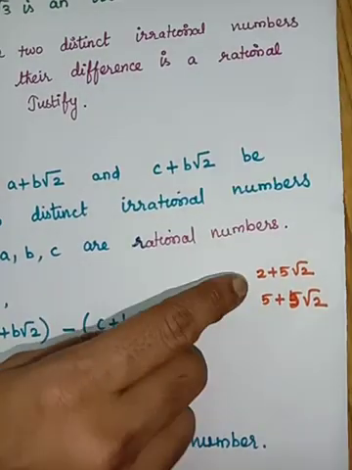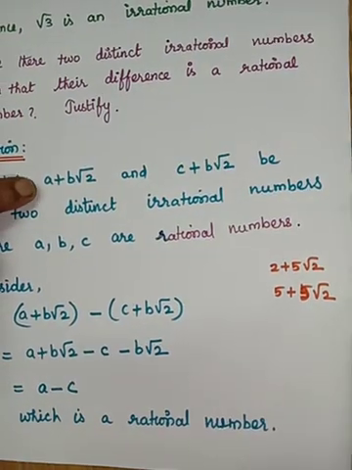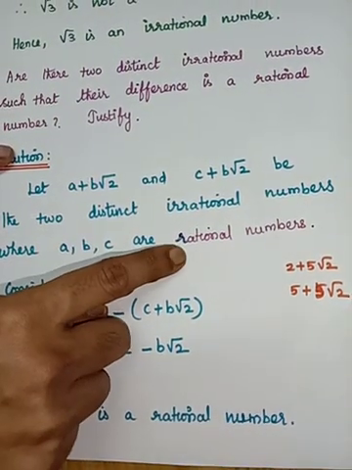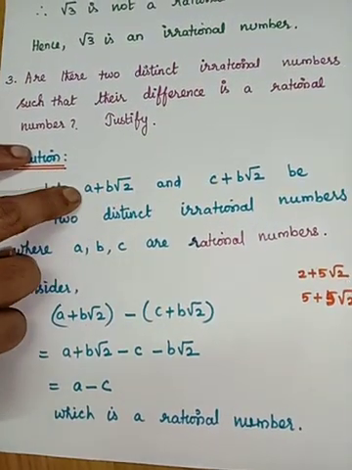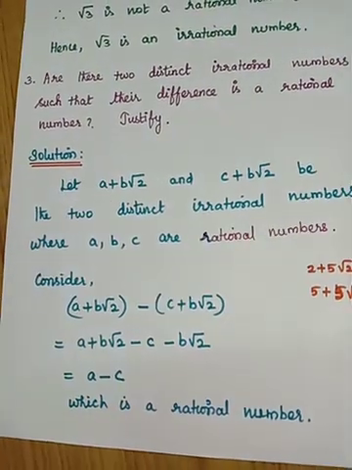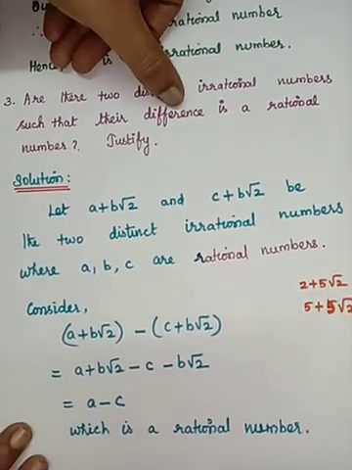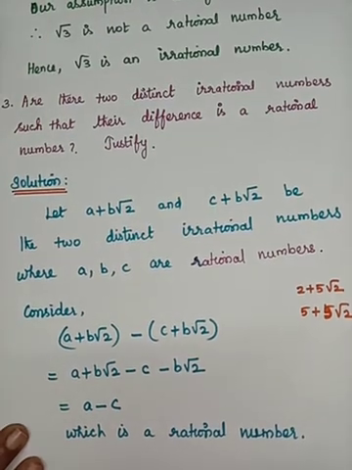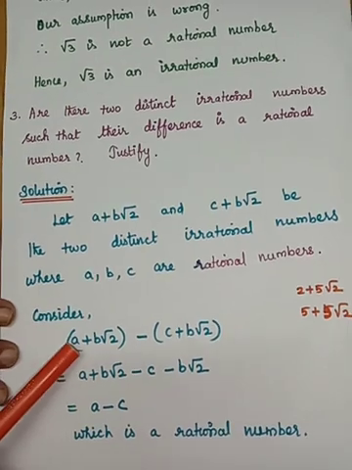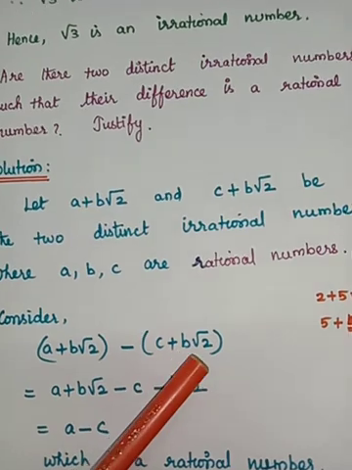Here 2 and 5 are rational numbers. So here I have mentioned a, b and c. They are rational numbers, but a plus b root 2 is an irrational number and c plus b root 2 is also an irrational number. So what is asked? Their difference. Then you have to subtract those two irrational numbers. Just consider the first irrational number a plus b root 2 minus the second, c plus b root 2.